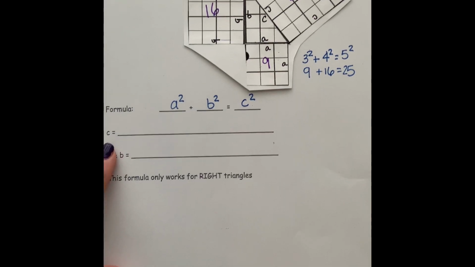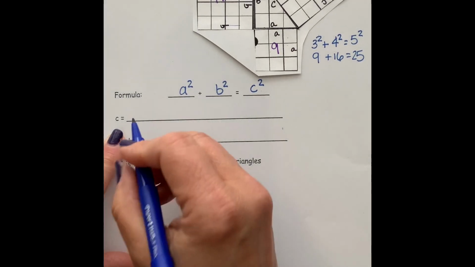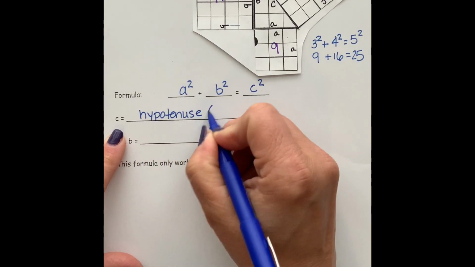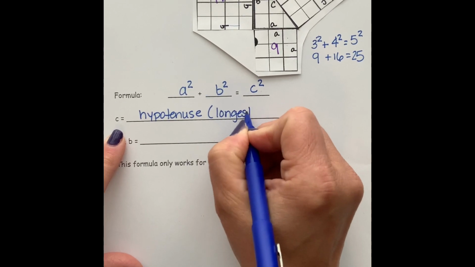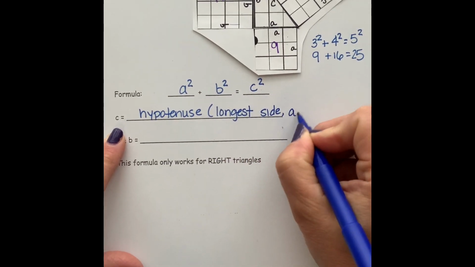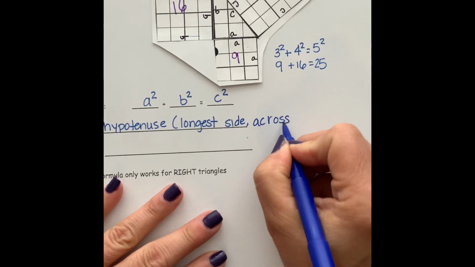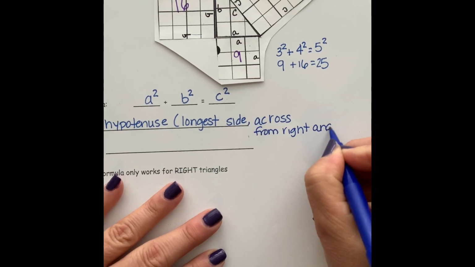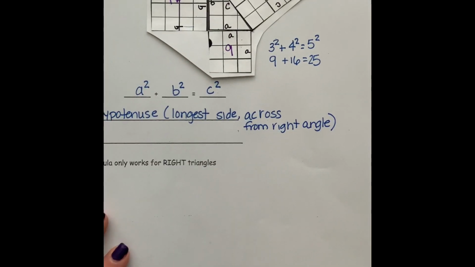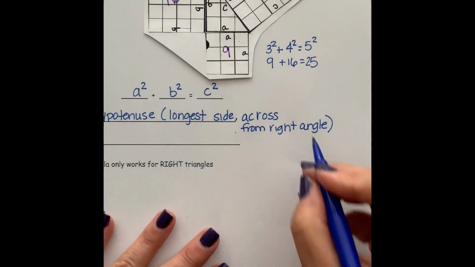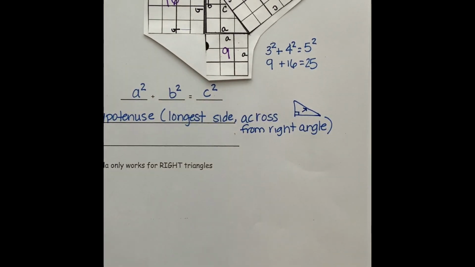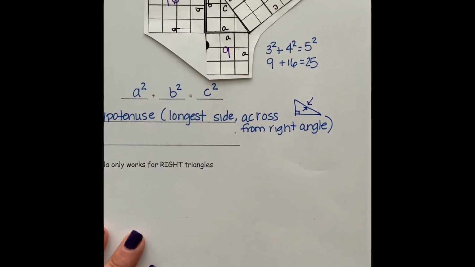Well, there's 3 sides. Let's start with the first one, which is C. And that one we call the hypotenuse. This one is the longest side, and it's across from the right angle. So if this is my triangle, my right angle, that one there would be the hypotenuse, okay? That one there, the longest side. It's always the longest side and always across from the right angle.